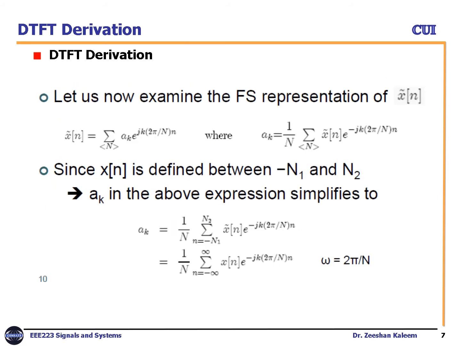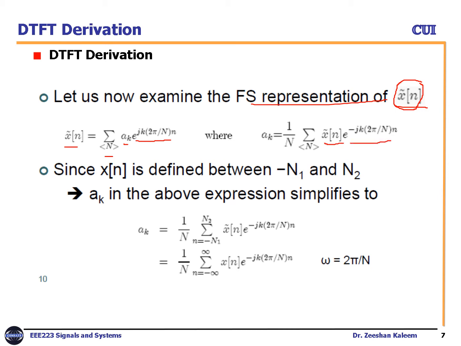So let us now examine the Fourier series representation of x tilde of n, as we now consider it a periodic signal. For a periodic signal, you can represent that signal in terms of a Fourier series. So we already proved that x tilde of n equals the summation over N of a_k e^(j k 2 pi n over N), where N is the period. We already proved this in the discrete time Fourier series part as well, where a_k is equal to 1 over N summation over N of x tilde of n e^(minus j k 2 pi n over N).